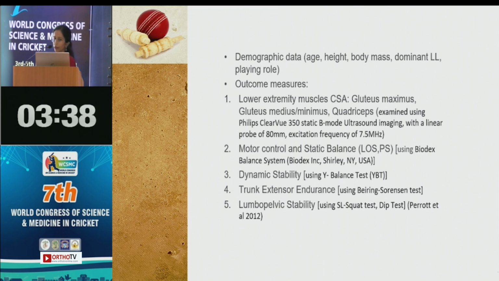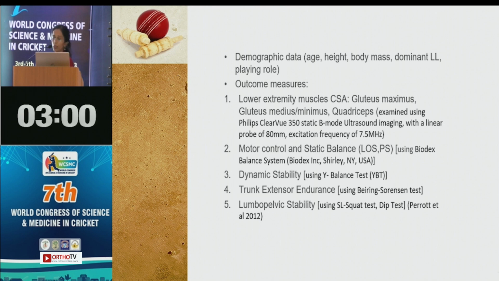Other than the demographic data, the outcome measures we assessed included the lower extremity muscles' cross-sectional area: the gluteus maximus, while medius and minimus were combined because they fall in the same fascial sheath, which could not be delineated in most of the subjects. The quadriceps, all four parts, were taken separately. Motor control and static balance, including the limits of stability and the postural stability, were tested. Dynamic balance was tested using the Y-balance test. Trunk extensor endurance was tested using the Biering-Sorensen test.